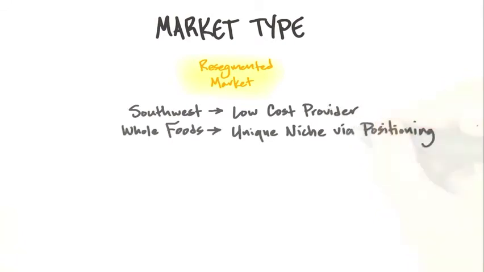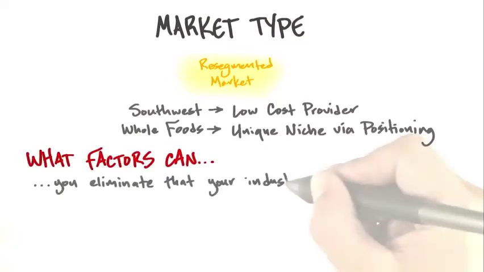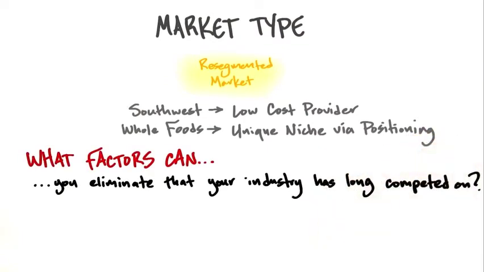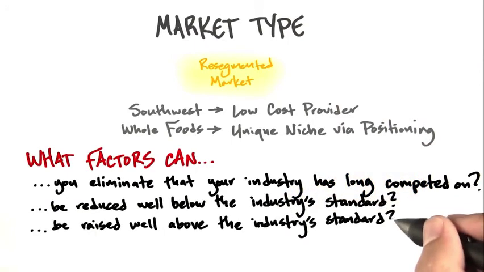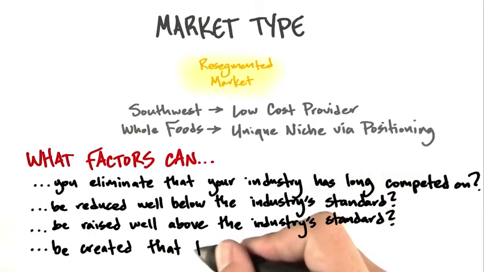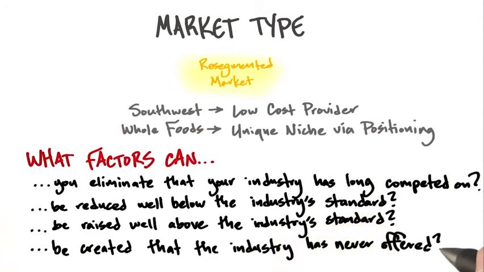Now, the other thing is in a resegmented market, again, we use Southwest as a low-cost entrant, or Whole Foods as a unique niche supplier via positioning. What you really want to start asking is what factors can you eliminate that your industry has long competed on, or what can you reduce below the industry standard or raise above the industry standard, or what can be created that the industry has never offered.